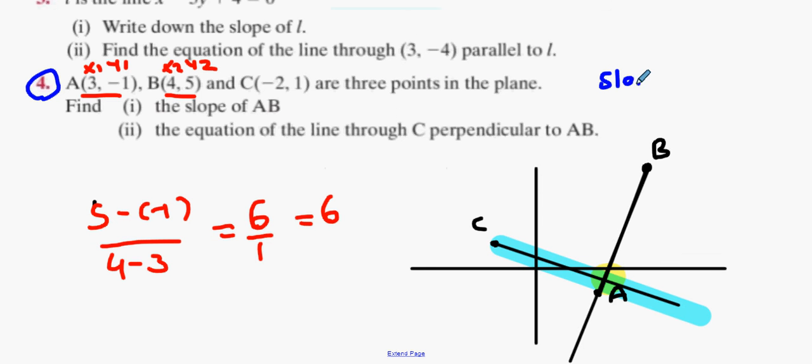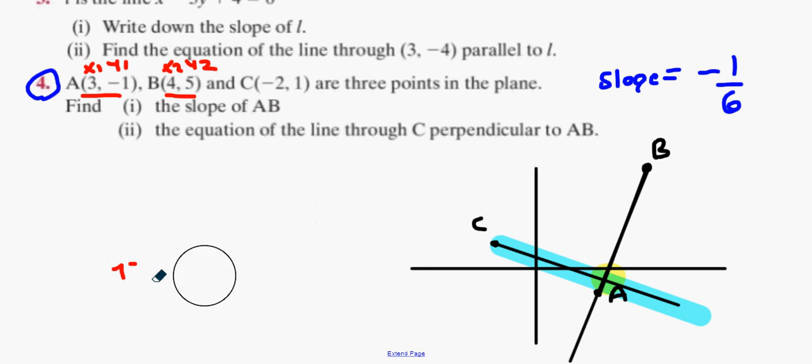Why is it minus 1 over 6? Get that 6, turn it upside down, change the sign. Right, perfect. What point is it guaranteed to go through? It's guaranteed to go through C, which is minus 2, 1. Now, all you have left is your equation of the line formula.